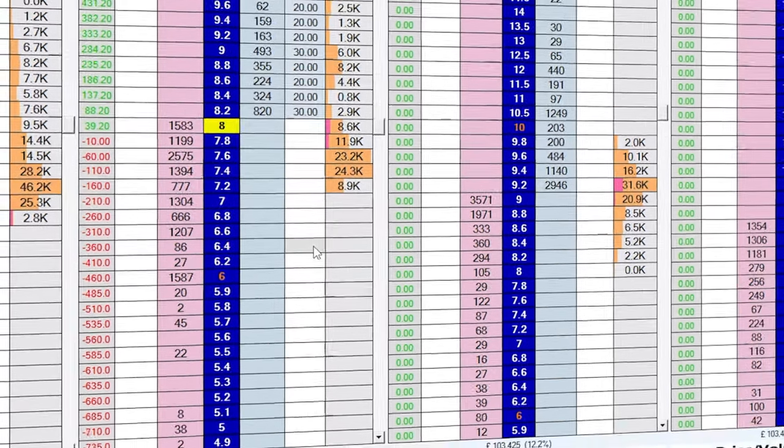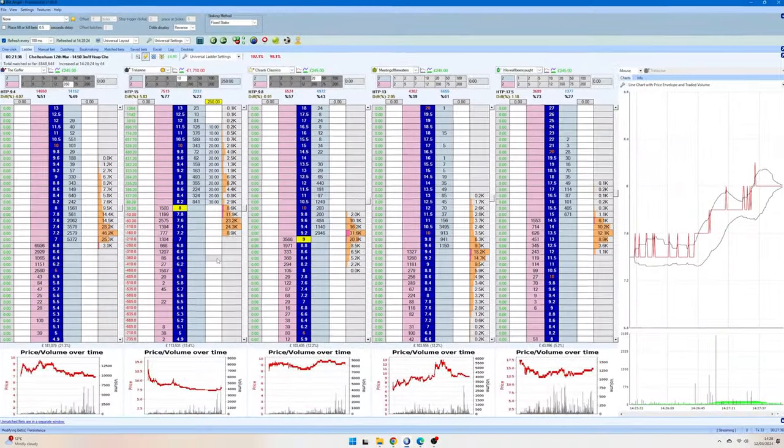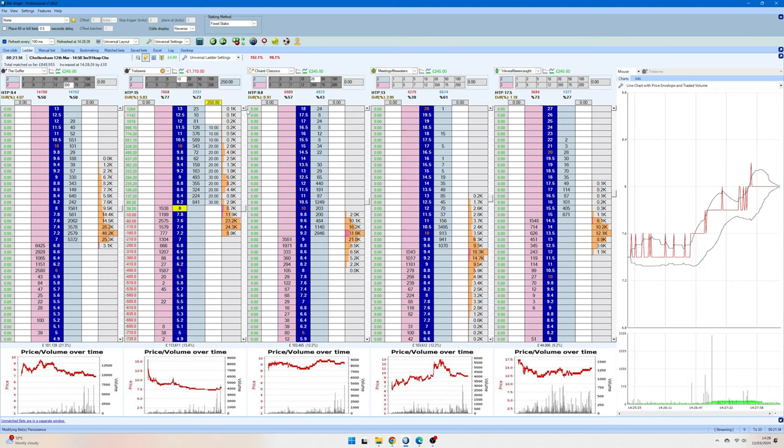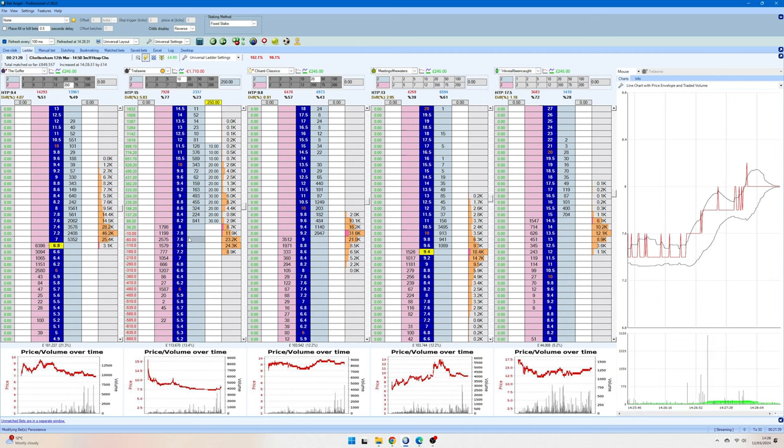So I need to be on the lookout for the market not going in the direction that I want it to go in. And if that does start to happen, I need to get out of my position as quickly as possible for either a small win or a small loss.